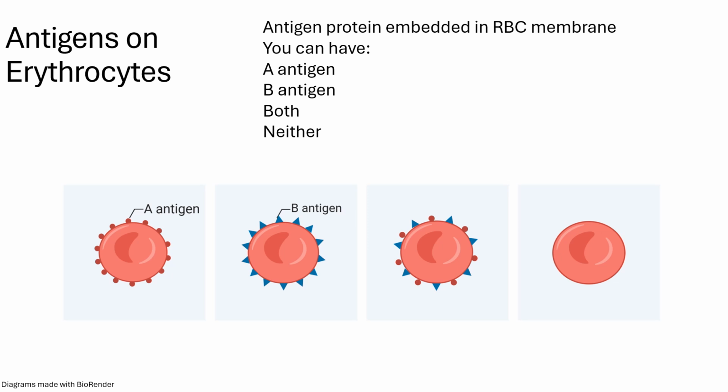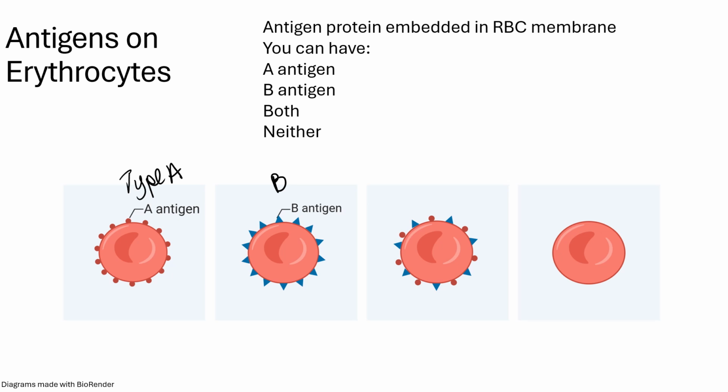You can have genes that insert what we call the A antigen, you can have genes that insert the B antigen, or you can have a gene that says don't make any antigen. If all you have is the A antigen in your red blood cells, then you have type A blood for the ABO blood typing system. There are other systems like RH. If all you have is the B antigen, then you have blood type B.